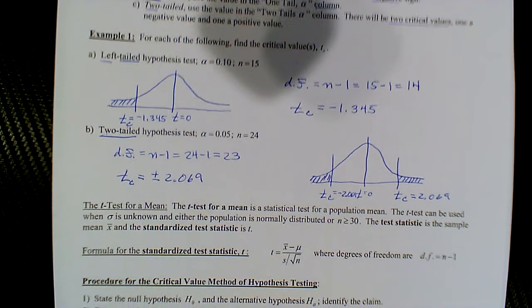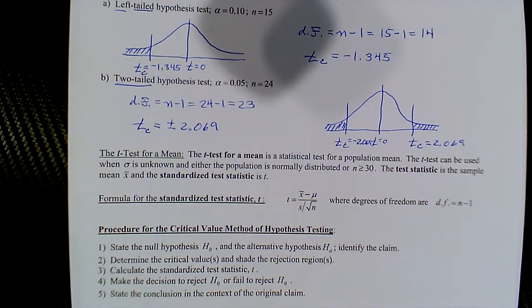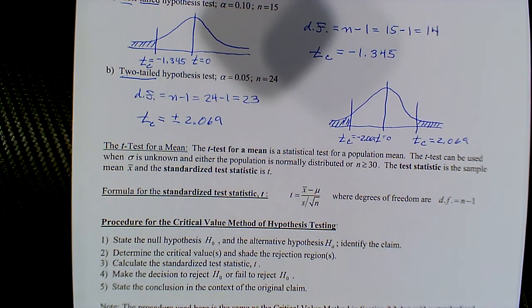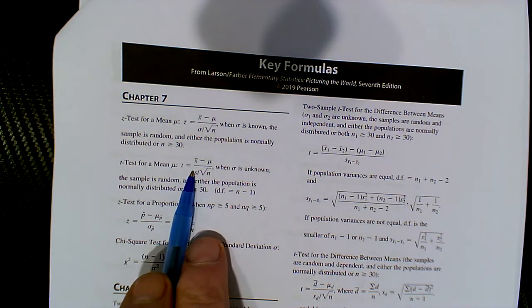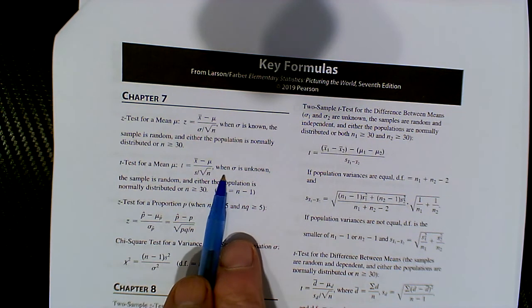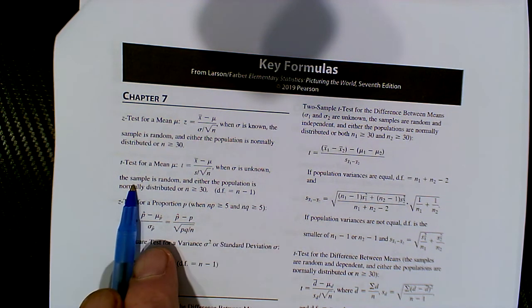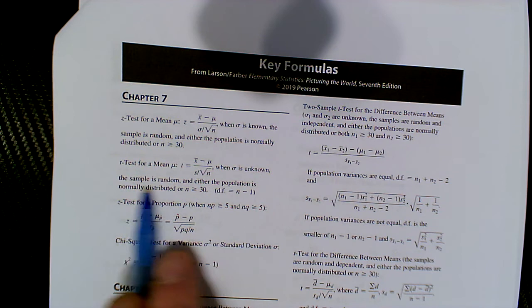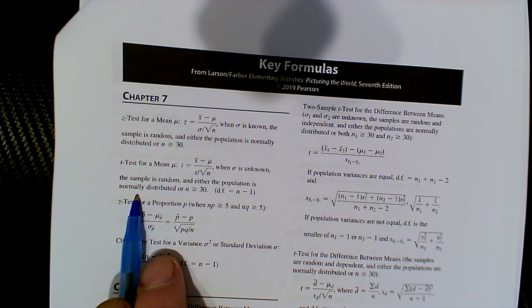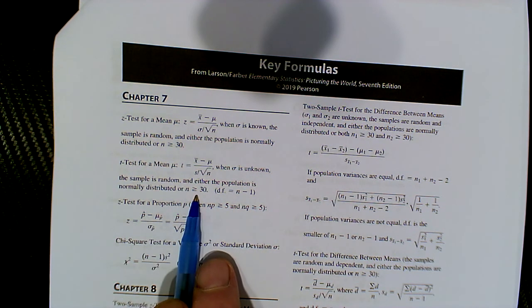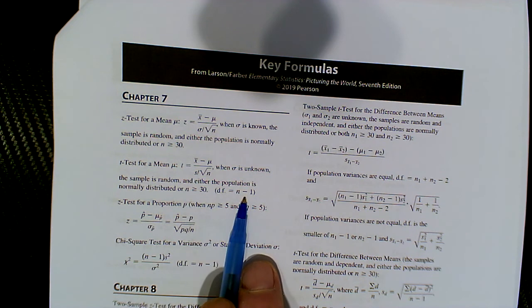Okay, so then the t-test for the mean is basically the same as the z-score formula. This is on our formula sheet. And on the formula sheet as well, it does give the formula, and it does state the criteria. When we don't know sigma, the sample's pretty much always random, but then we have to be told either the population's normally distributed or n is greater than or equal to 30, and there's the formula for degrees of freedom.